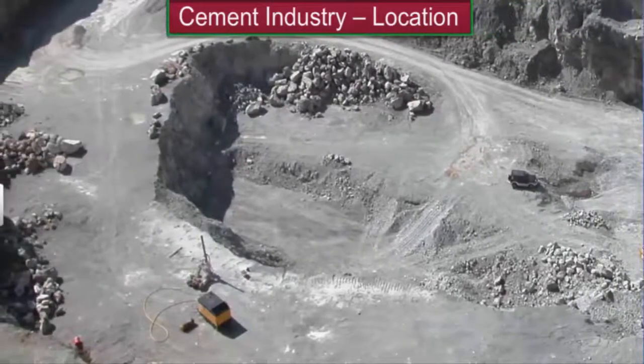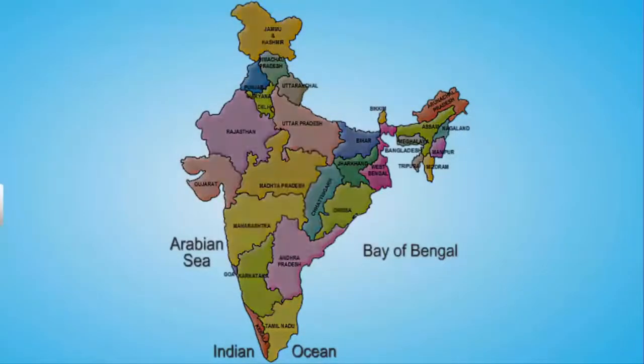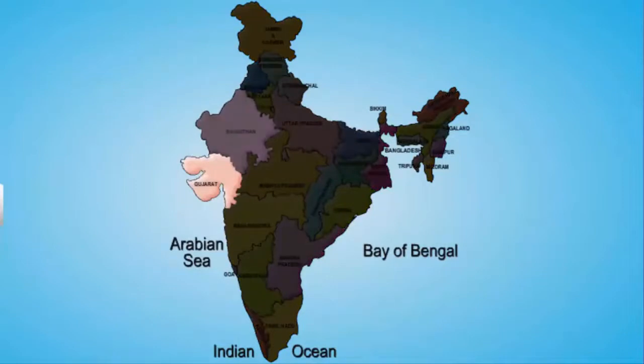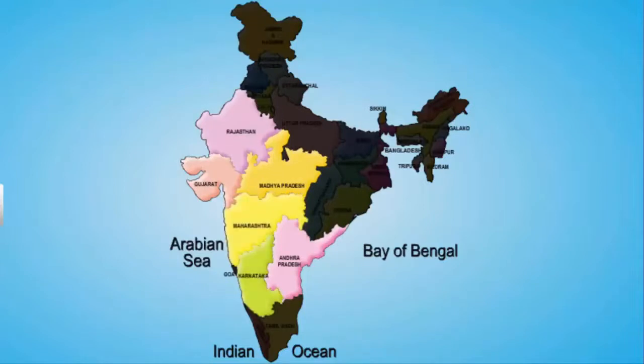The main cement producing states in India are Gujarat, Rajasthan, Madhya Pradesh, Andhra Pradesh, Karnataka, and Maharashtra. Smaller plants are distributed over most states in the country.